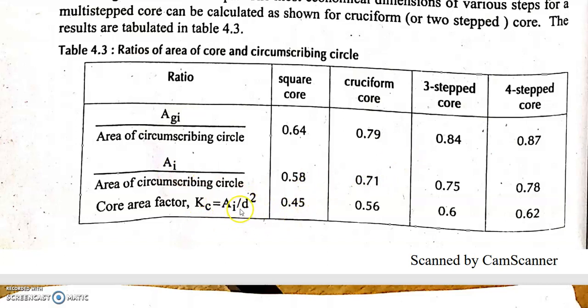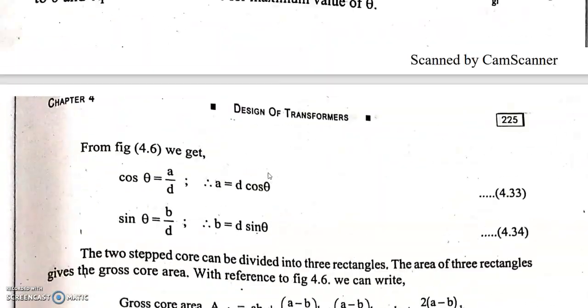So for the same value of D, this multi-stepped core is giving more gross core area and net core area. Okay. So the core utilization factor is getting on improving if multi-stepping is done. So for two-stepped core or cruciform core, the values are increasing with respect to the square core. If you increase the number of stepping, like 3-stepped or 4-stepping, the value will be further getting on increasing. So that the core utilization factor will be more with the multi-stepped core construction of the transformer. So these are about the construction of core of a transformer.